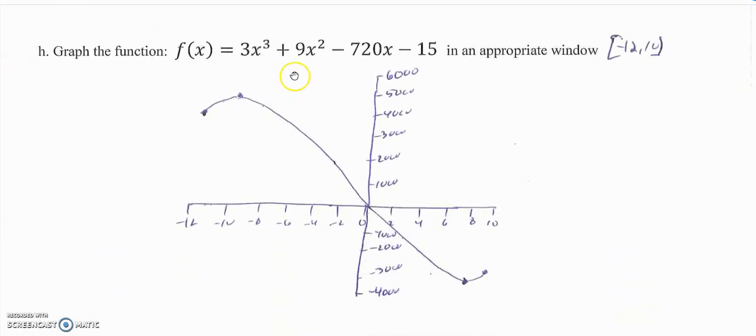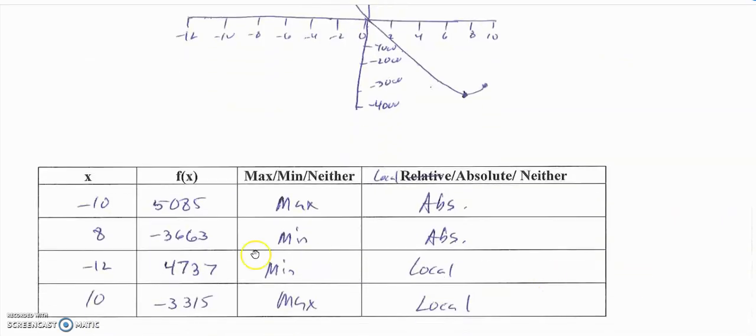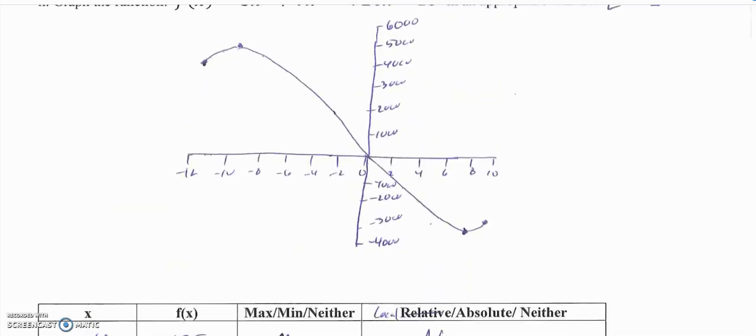And if we graph the original function, which is 3x to the third plus 9x squared minus 720x minus 15, from negative 12 to 10, looking at the y values that we're looking at. So when you plug in negative 10 to the original, you get 5,085. 8 into the original, negative 3,663. Negative 12 into the original, you get 4,737. Plug 10 into the original, you get negative 3,315. Looking at the y values, the lowest is negative 3,663, so I went to negative 4,000. The highest is 5,085, so I went to 6,000. And then we'll look at each point.